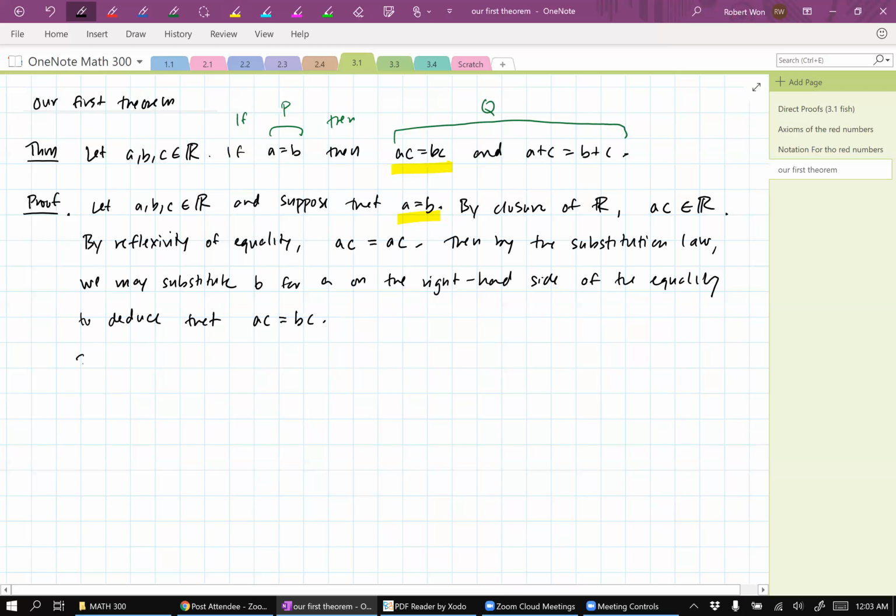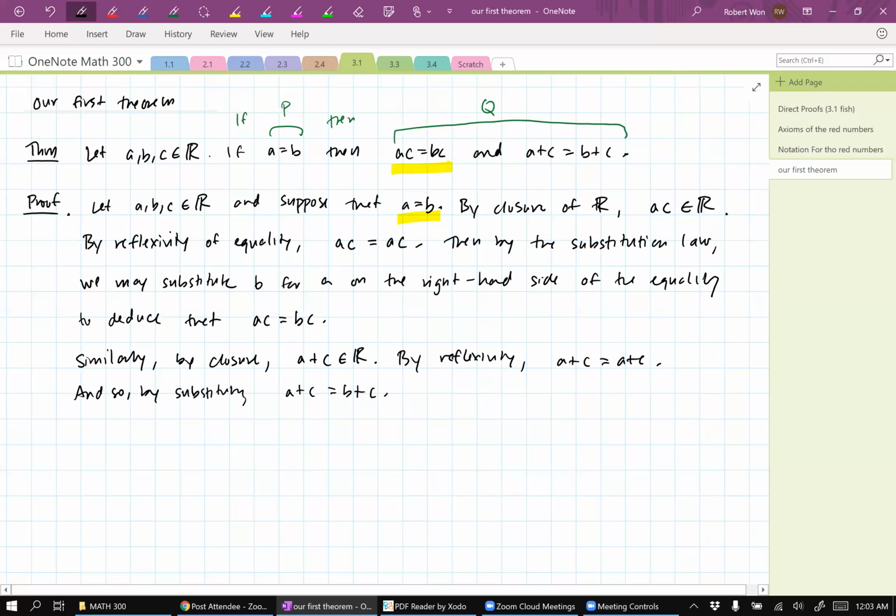Okay, now, similarly, by closure, A plus C is also a real number. By reflexivity, A plus C equals A plus C. And so by substitution, A plus C equals B plus C.